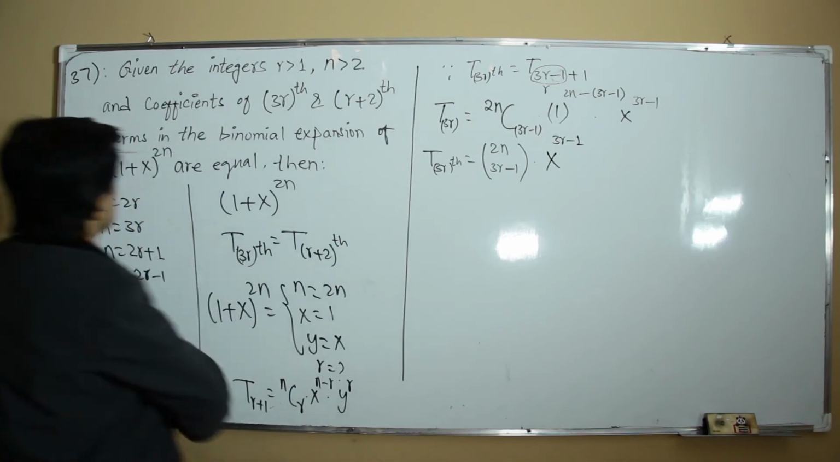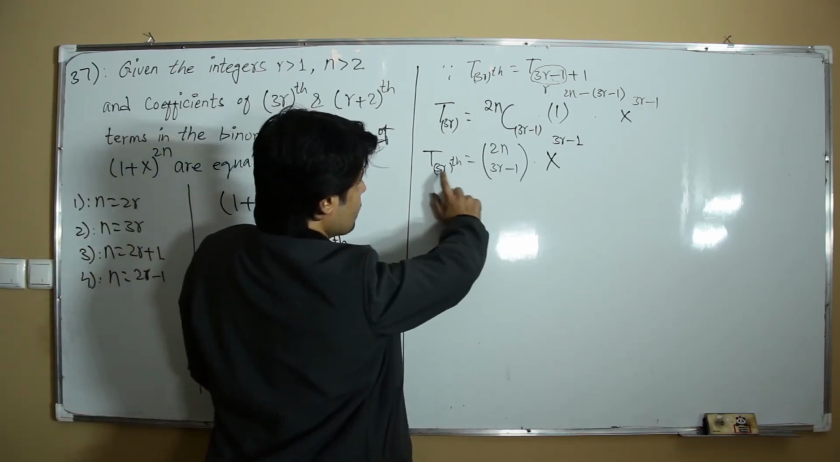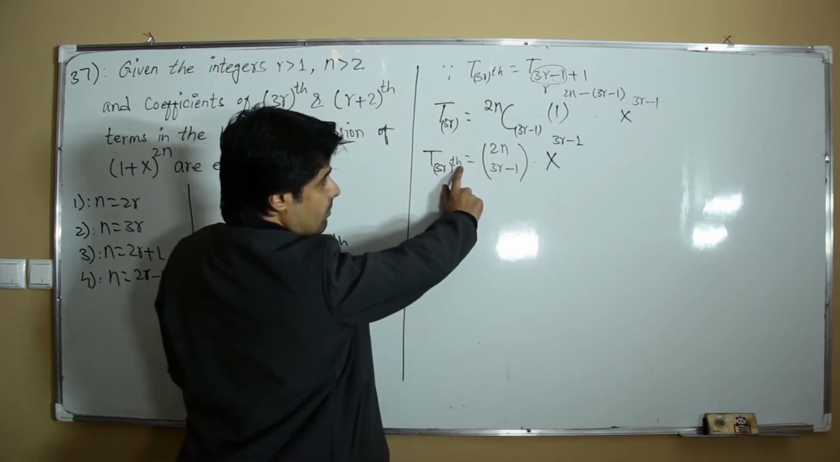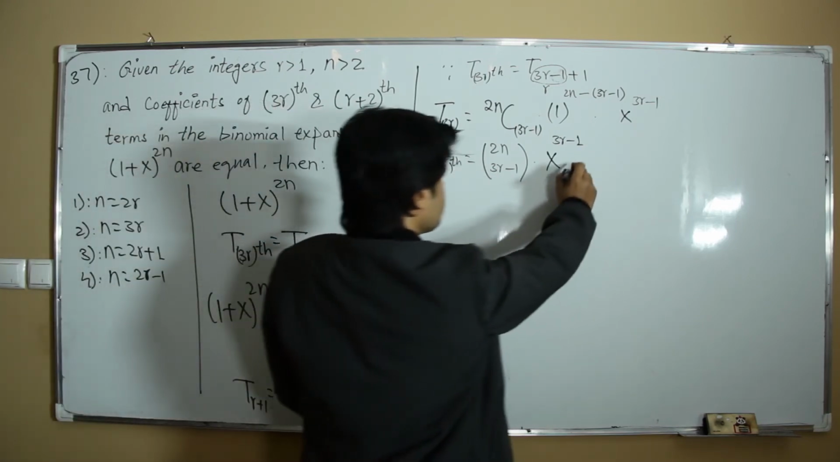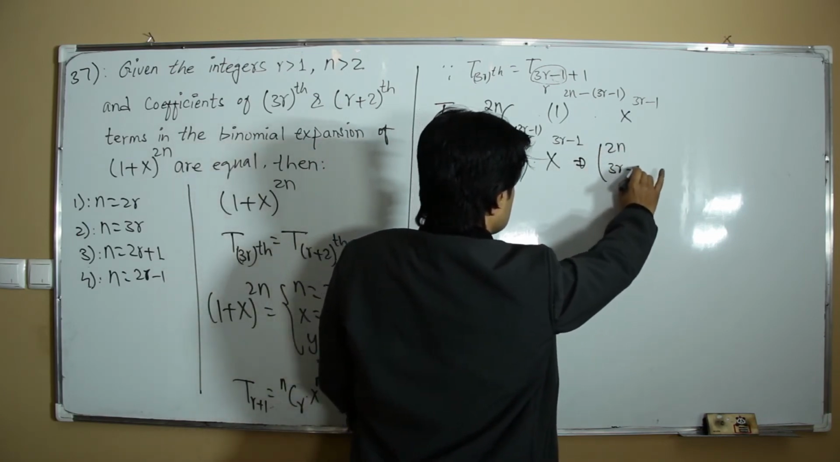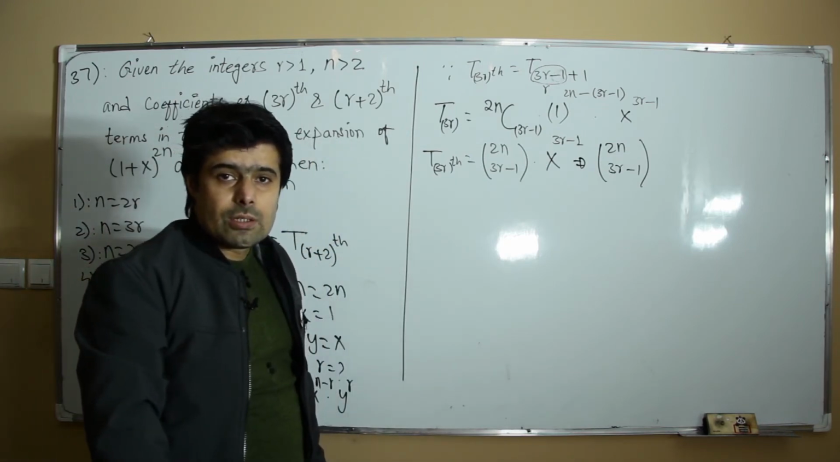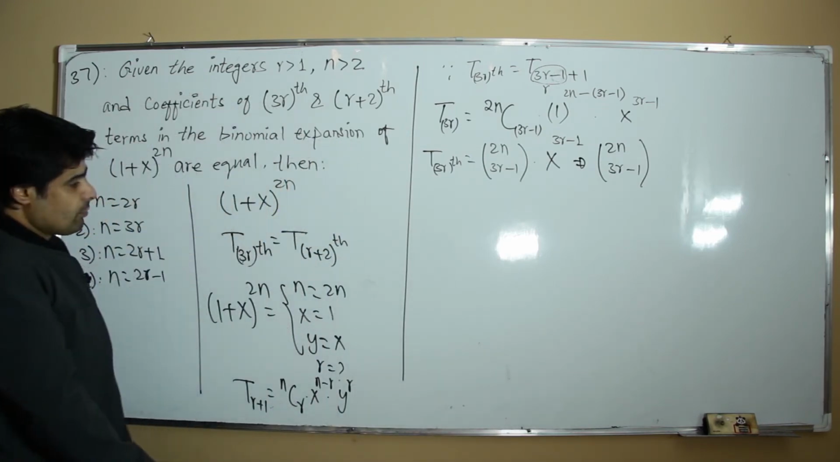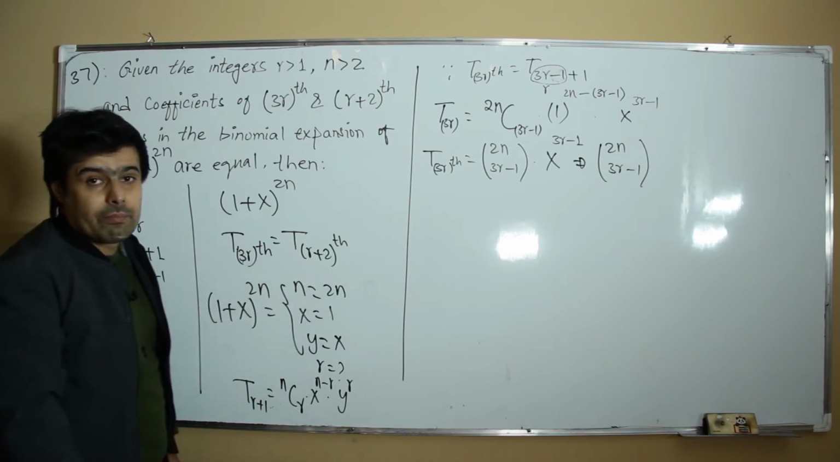Now the coefficient of this term, what's the coefficient of the 3r term? This is the coefficient. The coefficient is 2n C 3r minus 1. This is our first coefficient. We have to find the other coefficient and equate both of them.